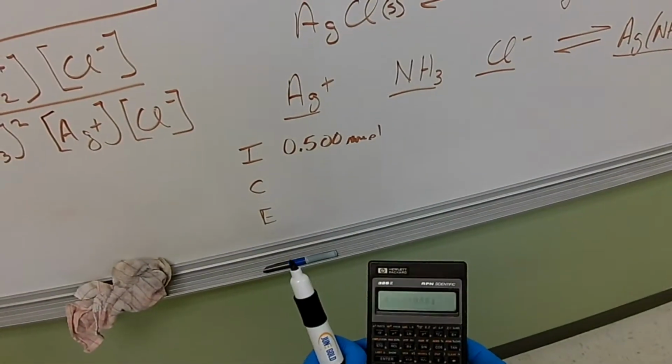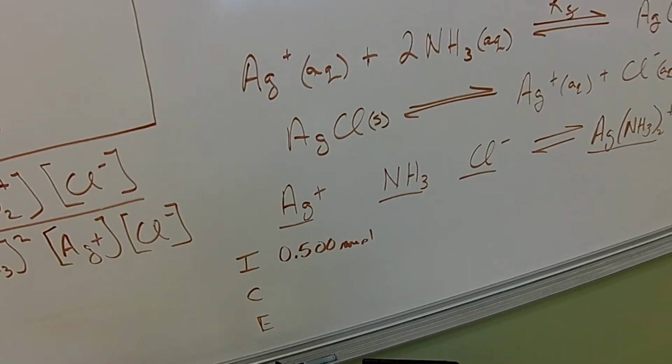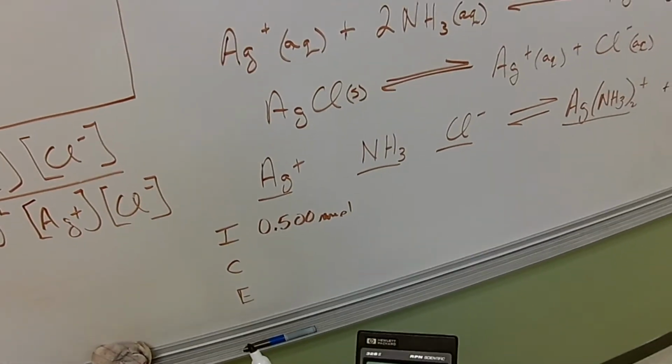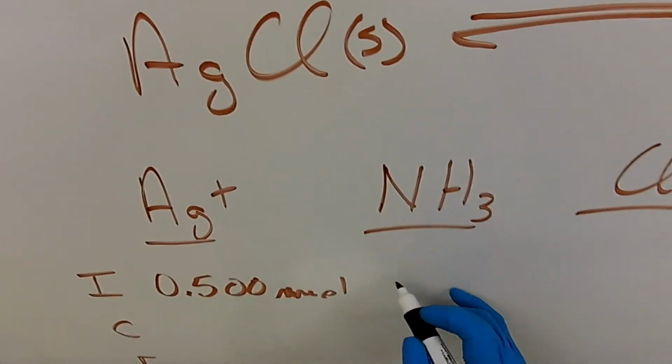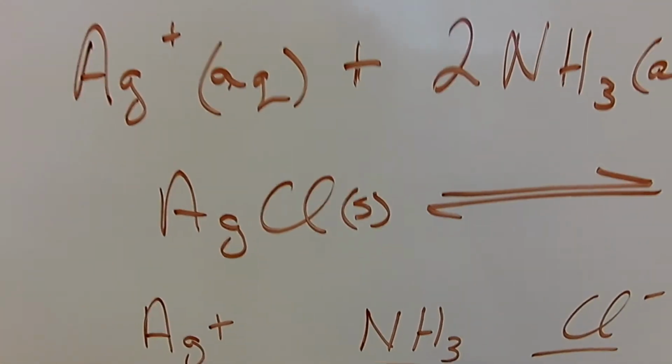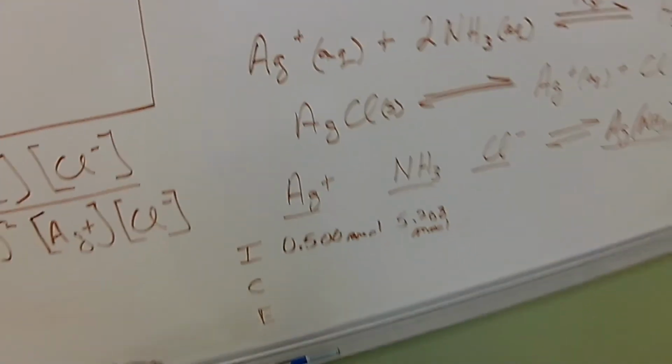Okay, so 1.0416 times 5 is 5.208. So 5.208 millimoles. Okay? That's our starting concentration.